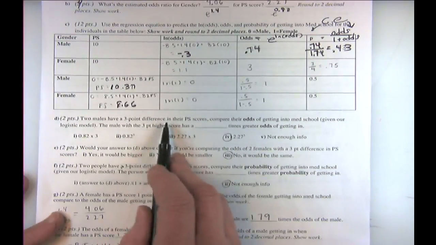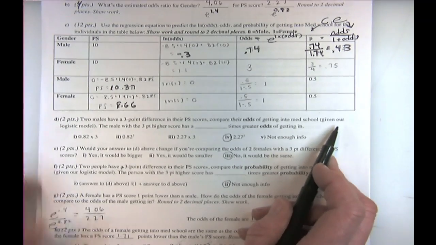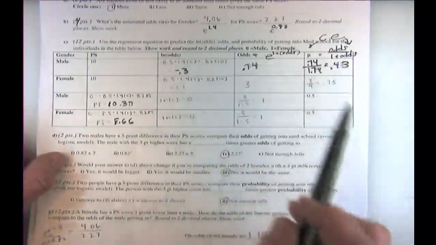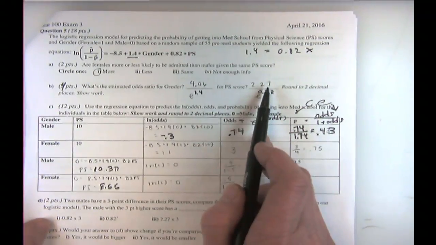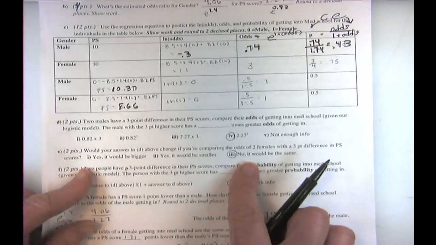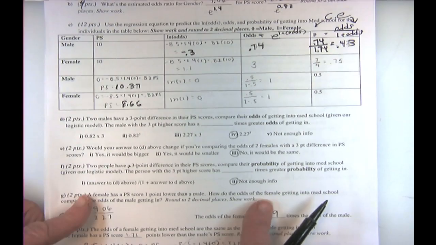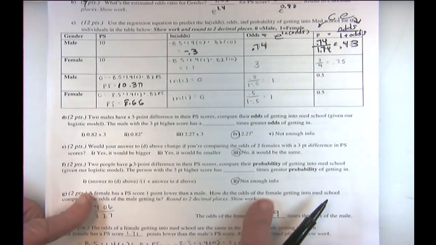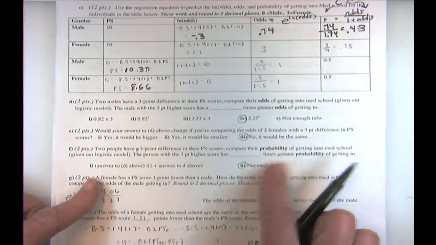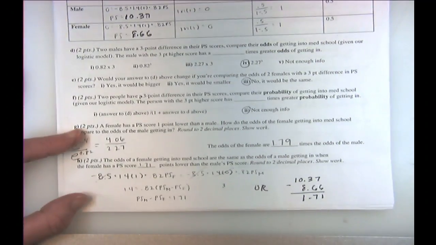Two males have a 3-point difference. Compare their odds of getting into medical school. Okay, so for each point, the odds ratio right here is 2.27. So it's 2.27 times 2.27 times 2.27. It would be the same for females. Then the probability, there's not enough information here. These last two is where people had some problems, so let's quickly look at them.